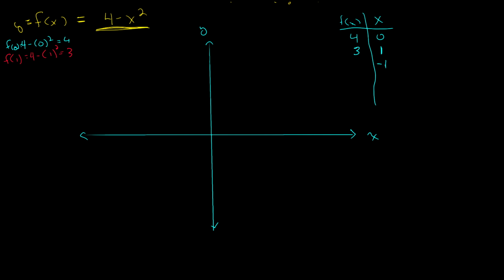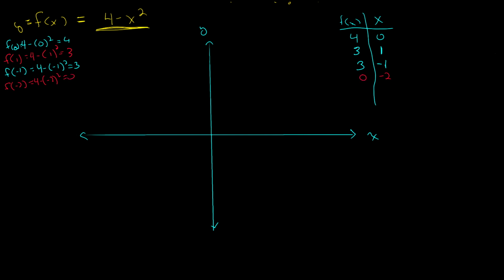And I'll do negative 1. I like going back and forth with squares, because f of negative 1 is 4 minus negative 1 squared. But negative 1 squared is 1, and I get 3 also. And I'll do one more. I'll do negative 2. And so f of negative 2 is 4 minus negative 2 squared. Well, negative 2 squared is 4, so that's 0.